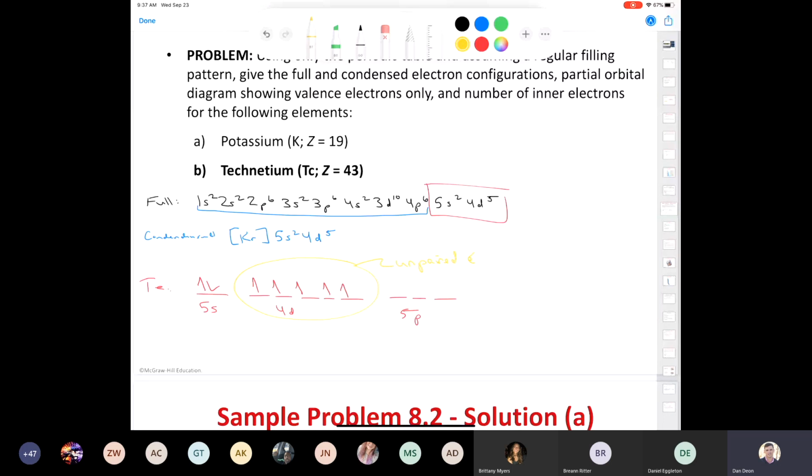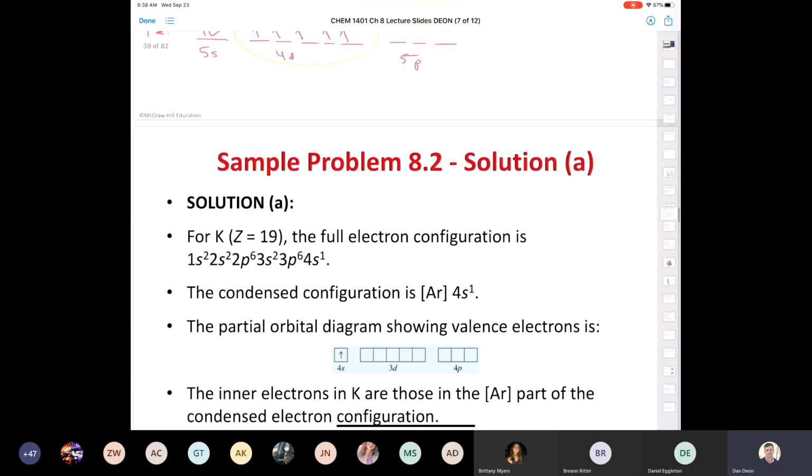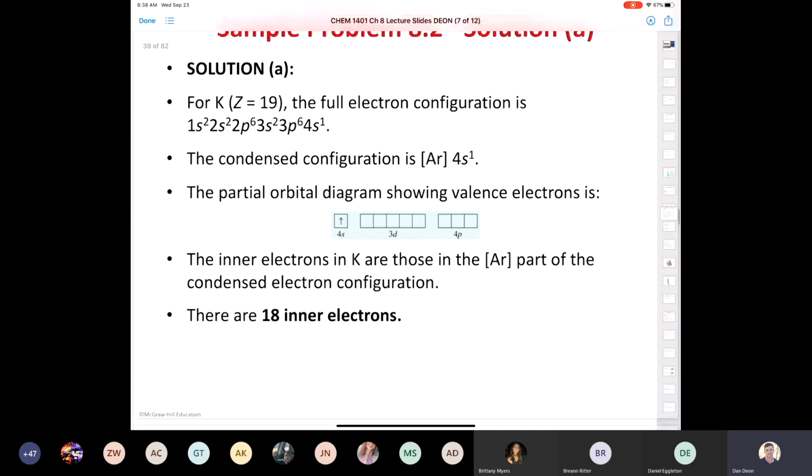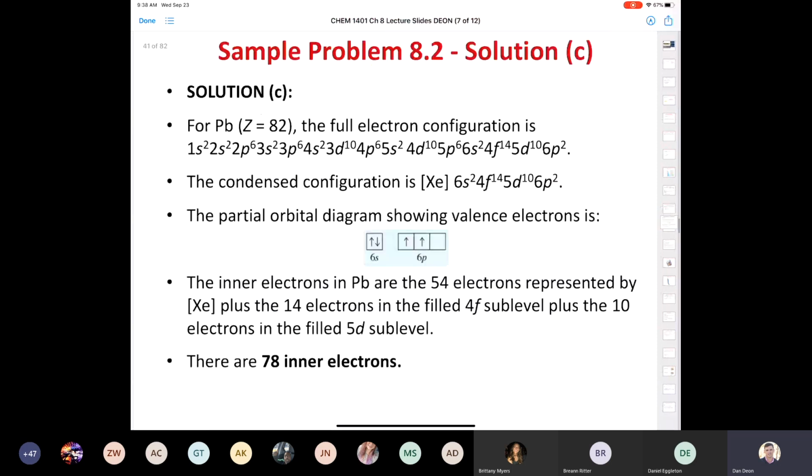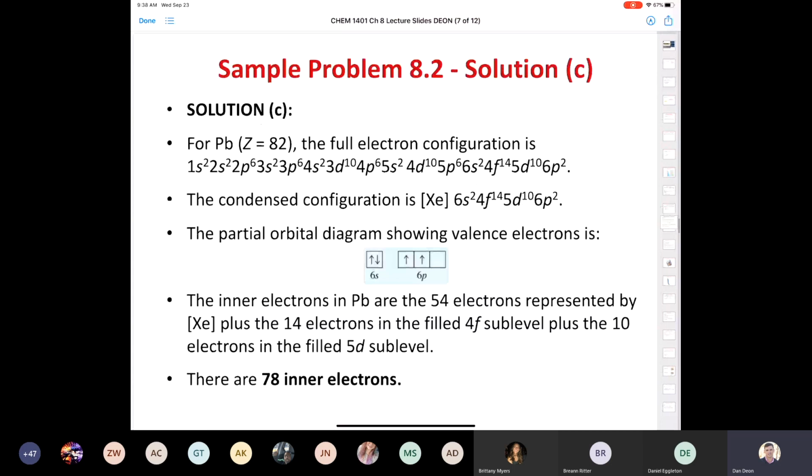Anyhow, somebody says, why did you put the 5p if it's still left blank? Because when you put in the partial orbital diagram, you include all the orbitals in that period. You write out all the orbitals in that period. You don't have to. If you look at the solutions, I don't think that they do. Yeah, they do here for this one, and they do for this one too. So it depends on the book, I suppose. But I always like to write out every orbital for that period.